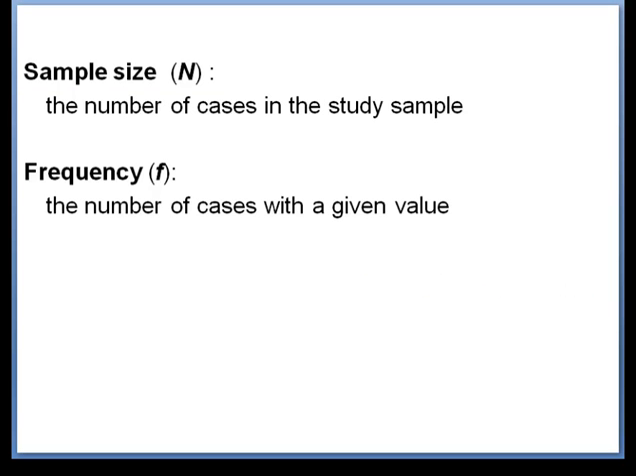Beginning our discussion of some symbols. Capital N conveys the number of cases in the study sample. Small f conveys frequency, the number of cases with a particular value.